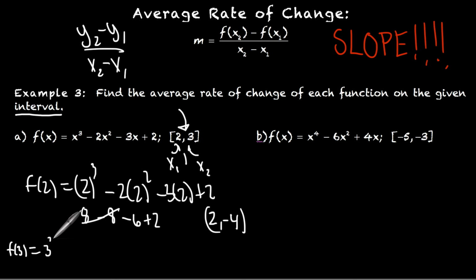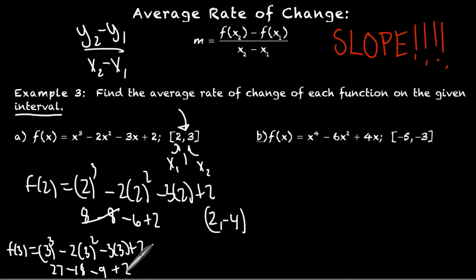3 to the third power, and I'll put parentheses around that, no big deal. Minus 2 times 3 squared, minus 3 times 3 plus 2. 3 to the third is 27. 3 squared is 9 times 2 is 18. And minus 9 plus 2. 27 minus 18 is 9. 9 minus 9 is 0 plus 2. So we have 3 comma 2.